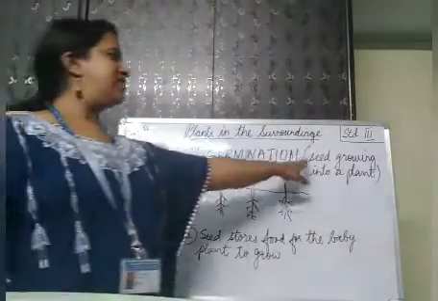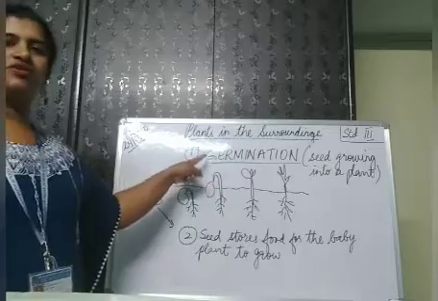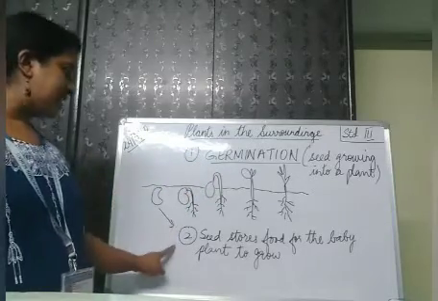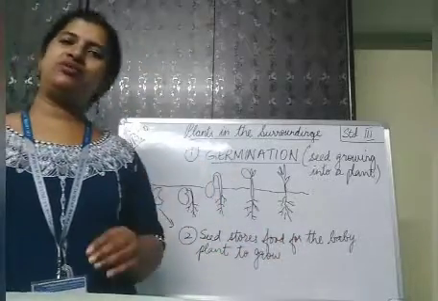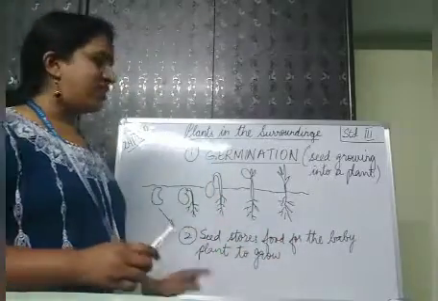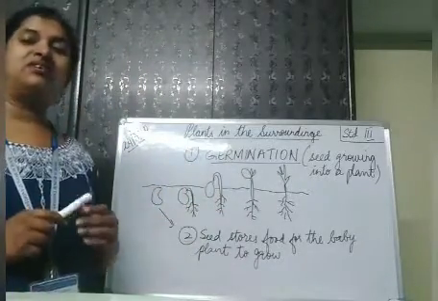Germination is a process where the seed grows into a plant. So the first function of the seed is for the purpose of germination, and the second function of the seed is to store food for the baby plant to grow. Yes, so I hope you have understood these two important functions of the seed.